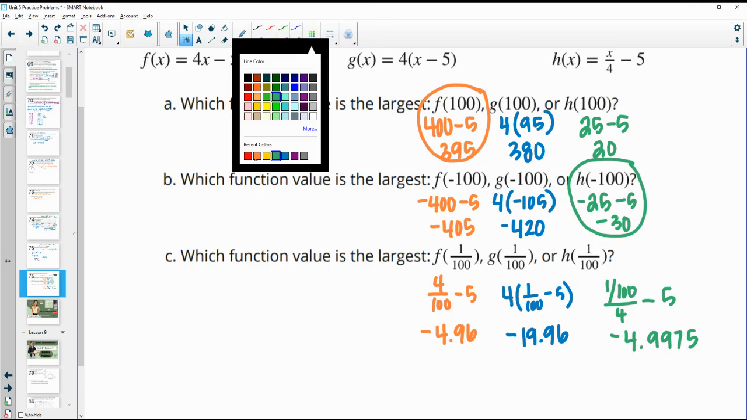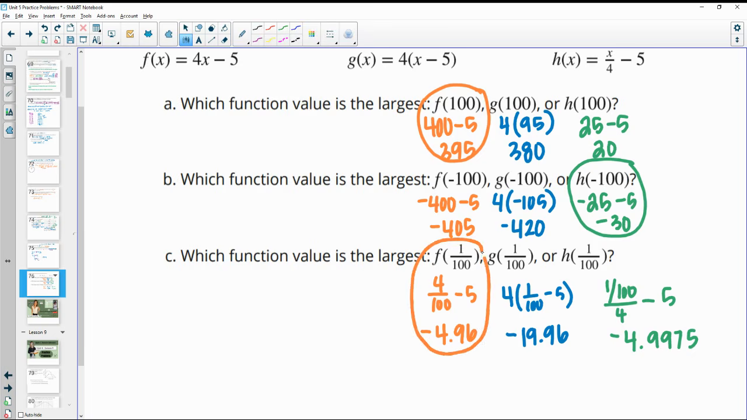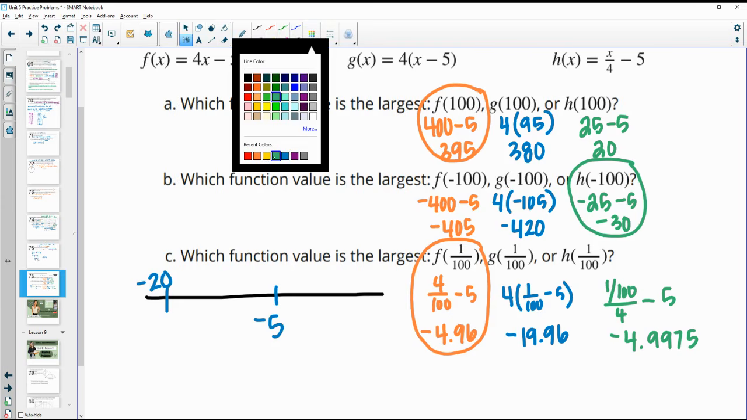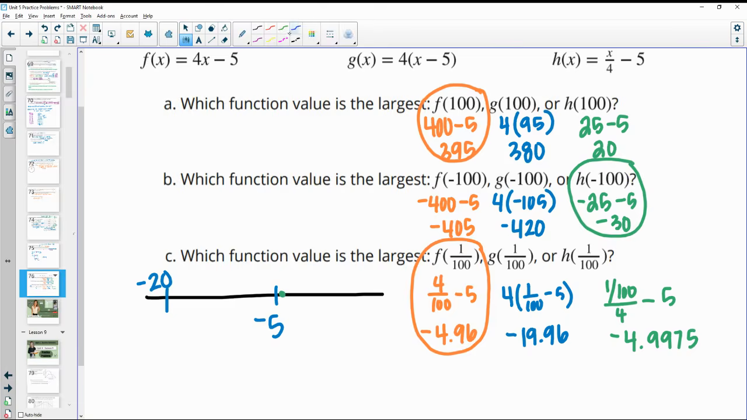So again, which one's furthest to the left on the number line? And that's going to be negative 4.96. And not furthest to the left, furthest to the right. I don't know why I keep saying that. So furthest to the right. So if we did this, negative 19.96 would be way down here, close to negative 20, right? And then you've got negative 5, and negative 4.9975 would be here, and negative 4.96 would be here, furthest to the right. So that one's the largest.